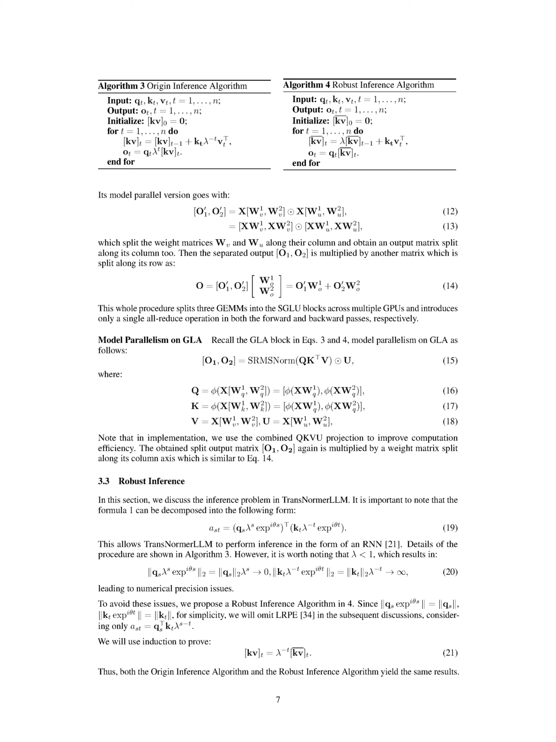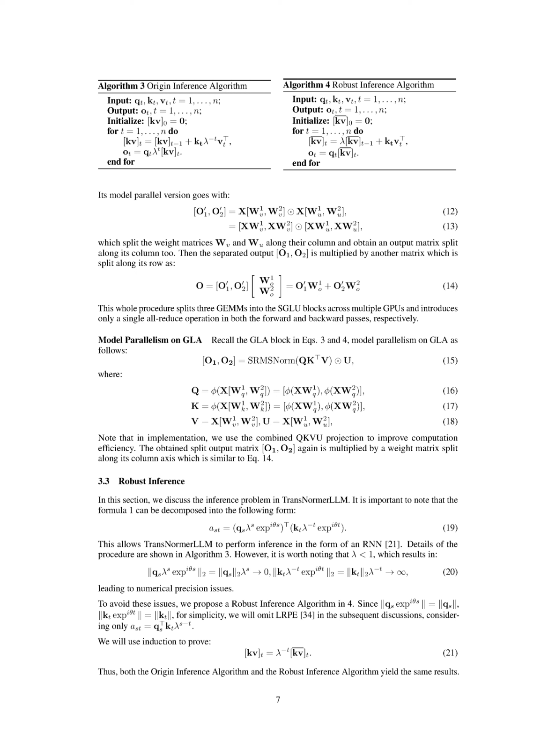Next, let's look at model parallelism on GLA. Here, we have an operation where we normalize the product of three matrices Q, K, and V, and then element-wise multiply the result with another matrix, U. In this case, Q, K, V, and U are all derived from the input matrix X and different weight matrices. We use a combined QKVU projection to improve computation efficiency. The output matrix is then multiplied by a weight matrix that is split column-wise, similar to the SGLU structure.